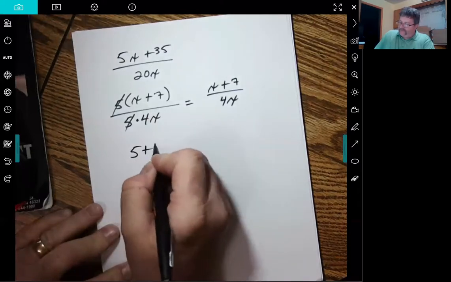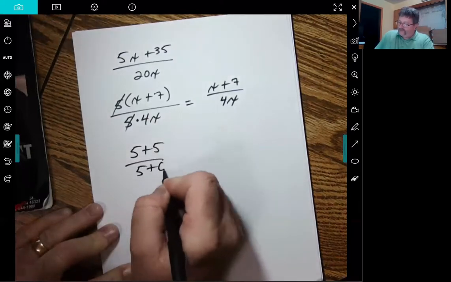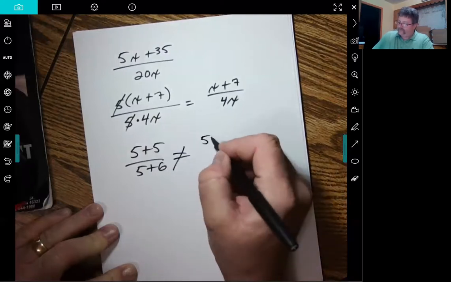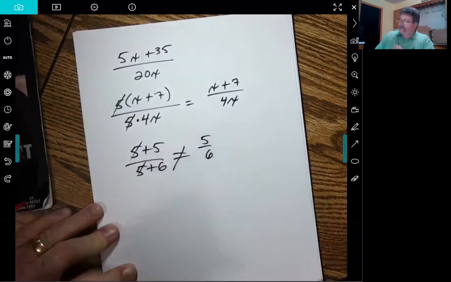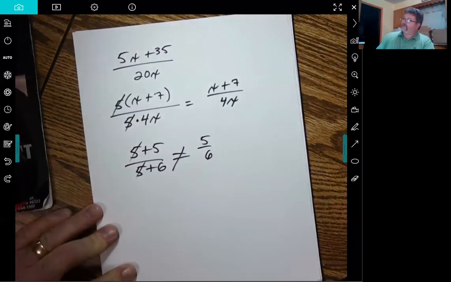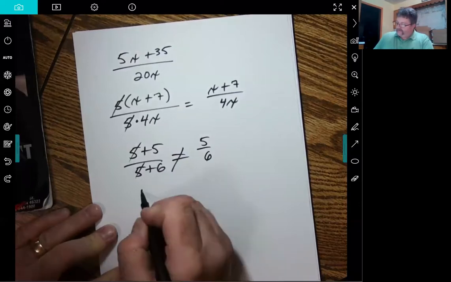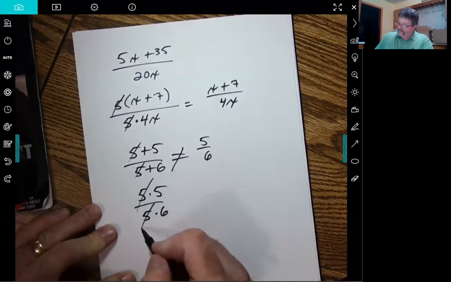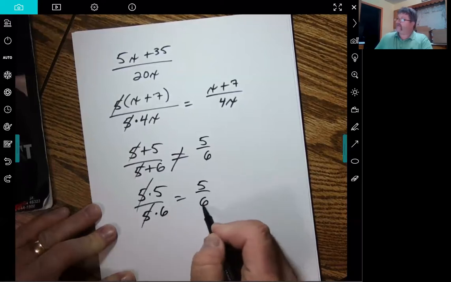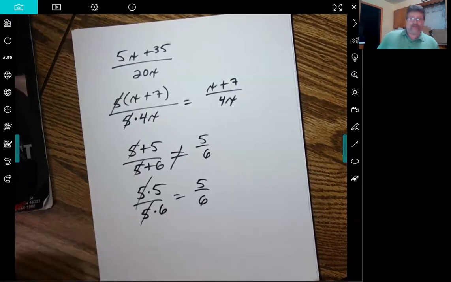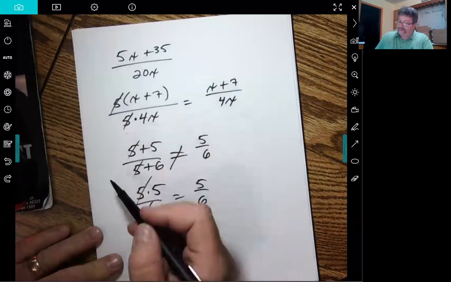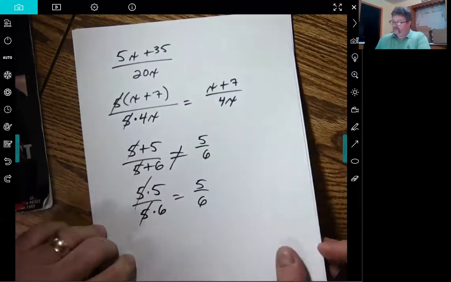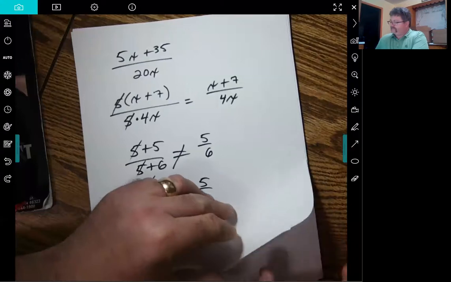Just like if I had 5 plus 5 over 5 plus 6, I cannot, I'm going to say not equal to 5 over 6. In other words, I can't cancel those 5's out and call it 5 6. I can't do that. But if I have 5 times 5 over 5 times 6, now I can do that. That does equal 5 6. So I have to have multiplications to do this canceling, and that's what I have when I factored. I have multiplication. I don't have many more. Can't cancel.